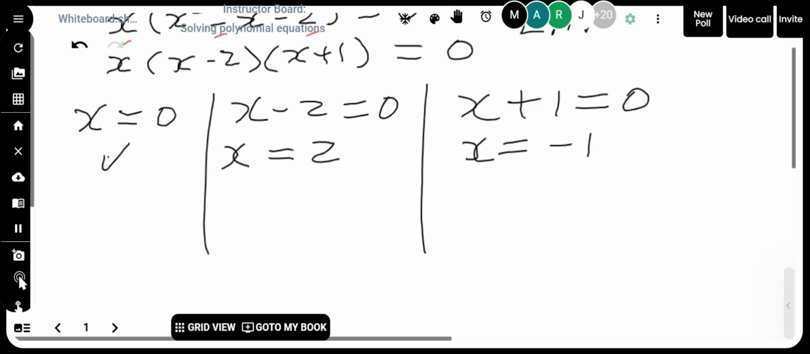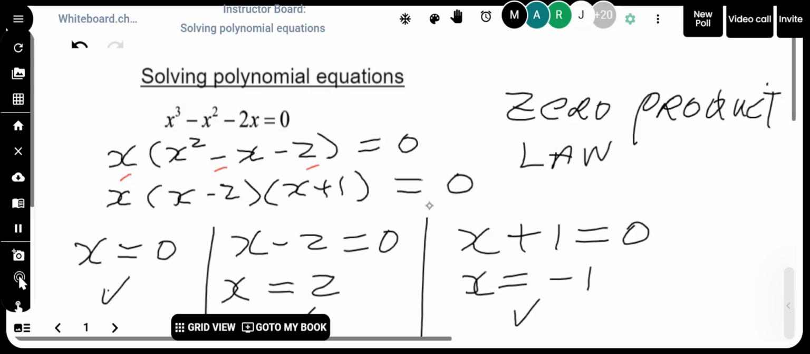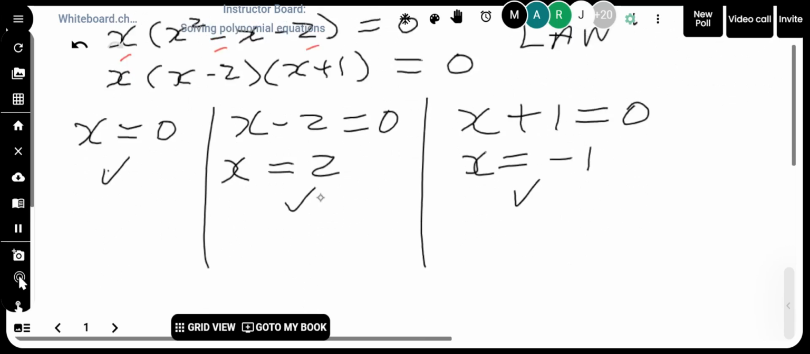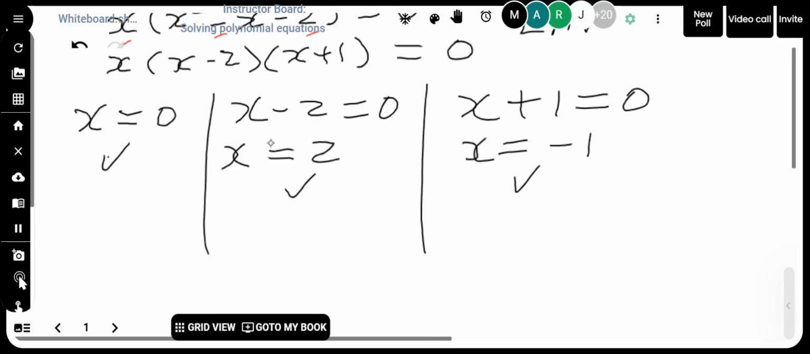That's a very simple way of moving things around with algebra. So we right now have three solutions, right? If I go back up to this question, x cubed minus x squared minus 2x equals 0, and I was asked to solve this equation, I have all three solutions. X equals 0, x equals 2, and x equals minus 1. Those are my three solutions for this polynomial equation.